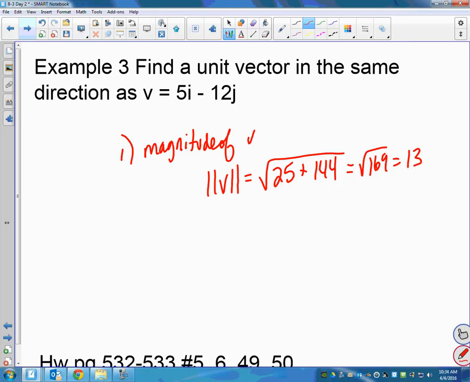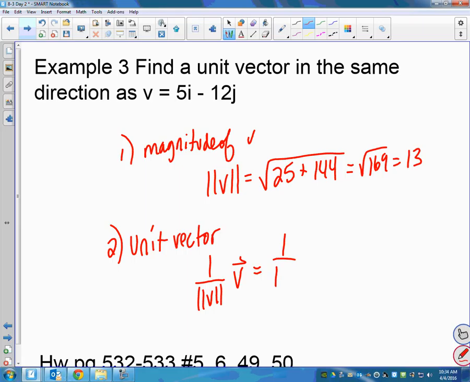And then what we're going to do to find the unit vector is take 1 over the magnitude and multiply that by our vector, which usually means you get fractions. So my magnitude was 13. If it's a square root, it's okay. But this one worked out really nice. It's just 1 over 13. And then my vector, I don't know if we want to write it in the 5i minus 12j, or we want to write it in component form. It depends on which way they want it.